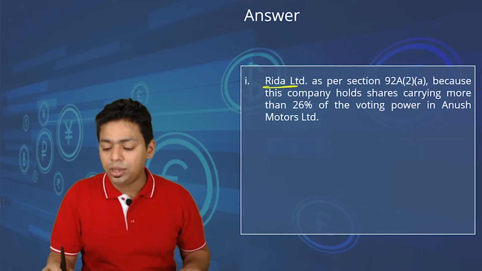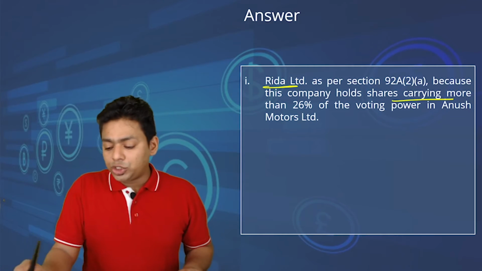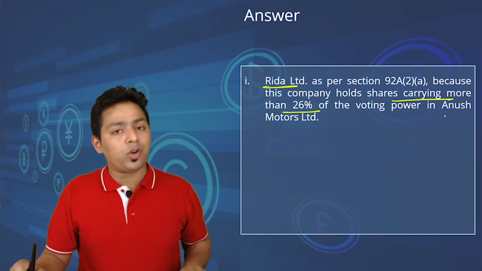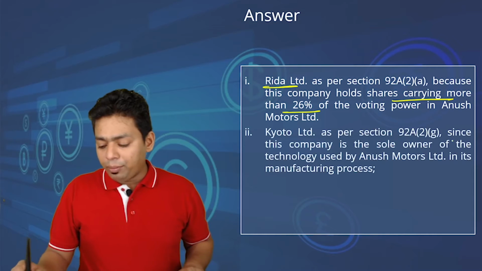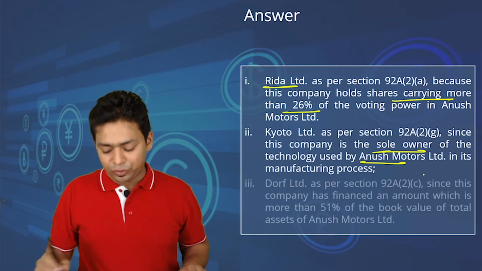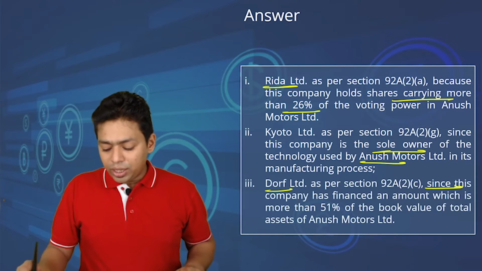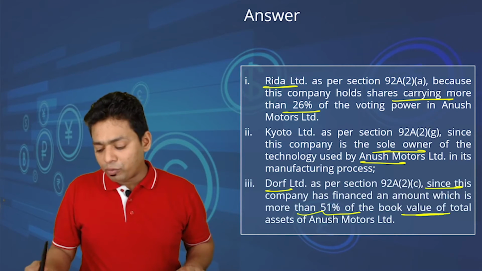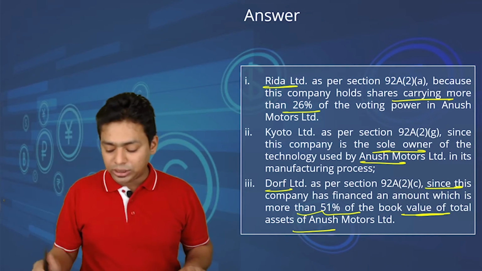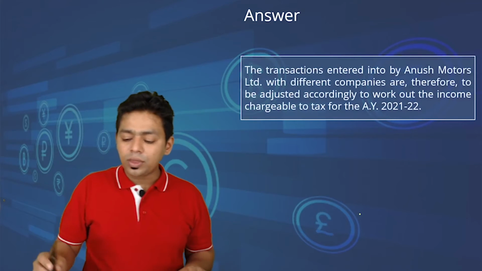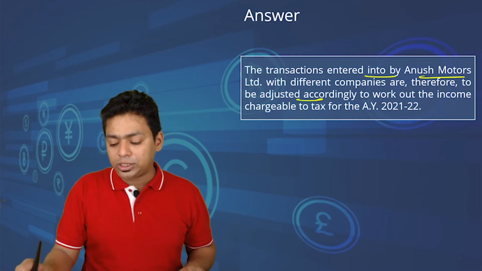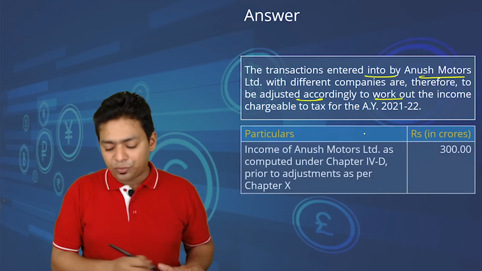Why, sir? This is the first company, because the company was holding 30%, so it is holding more than 26% of the voting power of Anush Limited. Quo Limited, because the company is the sole owner of the technology used by Anush Motors Limited for the manufacturing process. Dorf Limited, because it is holding more than 51% of the book value of the debt, which is more than 50% of the total assets of Anush Limited in India. The transactions entered into by Anush Limited with these companies therefore have to be adjusted, and it should be worked out as follows.